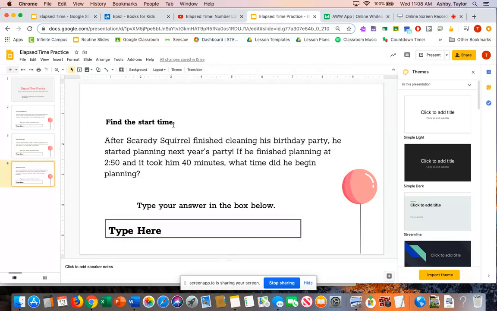Your last problem, you'll work backwards from your end time. You'll make your hops backwards to figure out what your start time is. When you get your answer, it will be a time. You'll delete this type here and put your answer there instead.